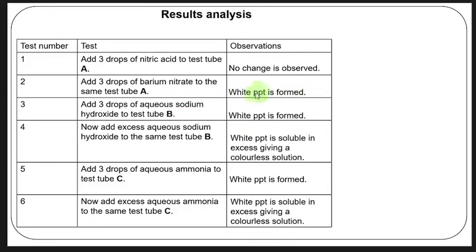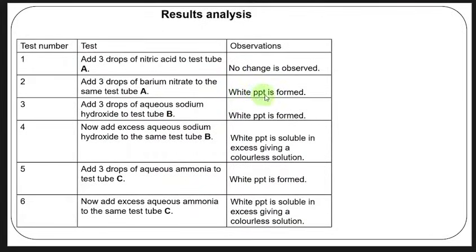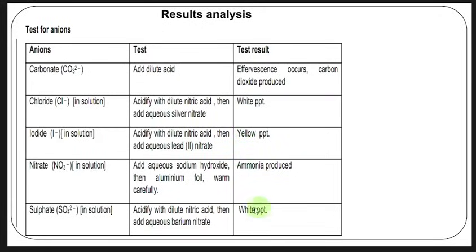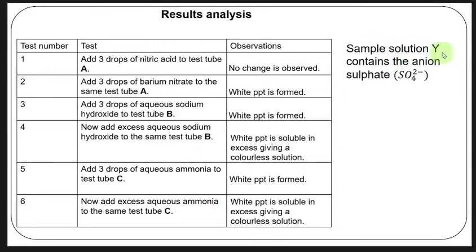Now we conclude that since the precipitate which they describe and the one we saw are matching, it means sample solution Y contains the sulfate ion. You will record here that sample solution Y contains the anion sulfate. So we have identified one. Now the next thing is to identify the second one. We are done with the anion.